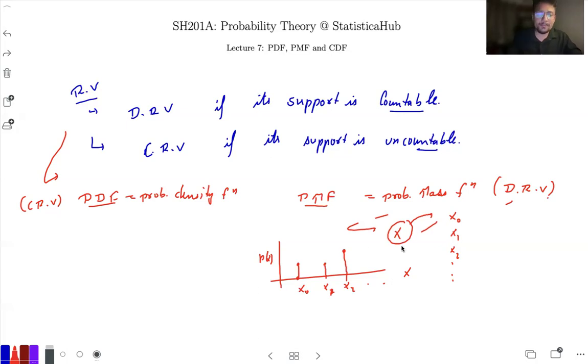You can simply write that we have the probability function of the random variable x at a particular value x. That is simply the probability that the random variable x is taking the value x. That is the probability mass function.